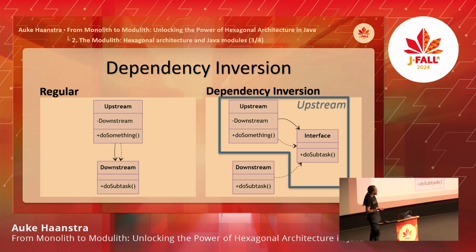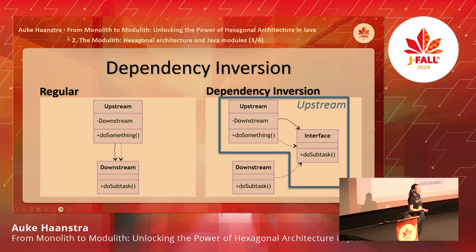So if we look at this dependency inversion in more detail, what is dependency inversion? This is not dependency inversion. This is what you usually do. So you have some upstream class. It's got to do something. So it actually has a dependency on the downstream class to which it delegates some subtask. So this upstream class is dependent on the downstream class, and the flow of control goes towards the downstream class.